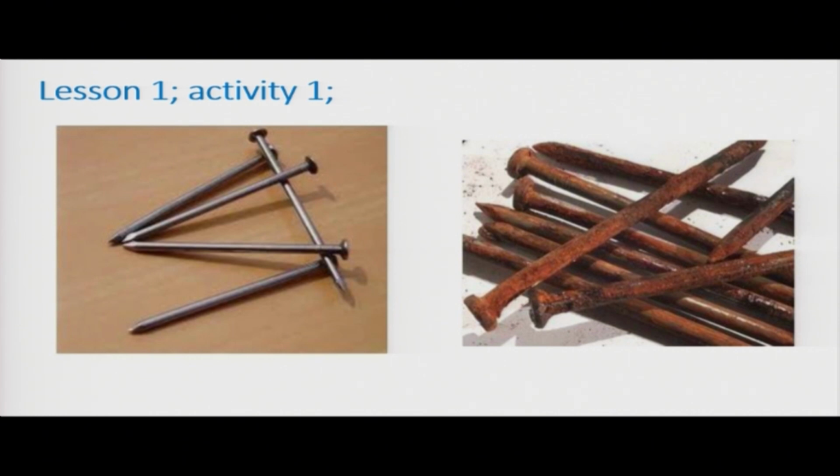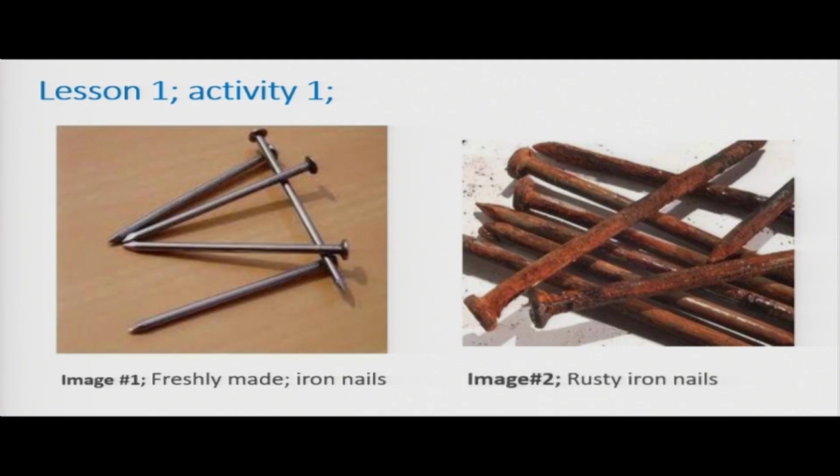So, what is image 1? We agree it's about the freshly made iron nails, right? So what about the second image? What is it about? That is a rusty iron nail. This is freshly made, it hasn't been put to use. This has rusted.